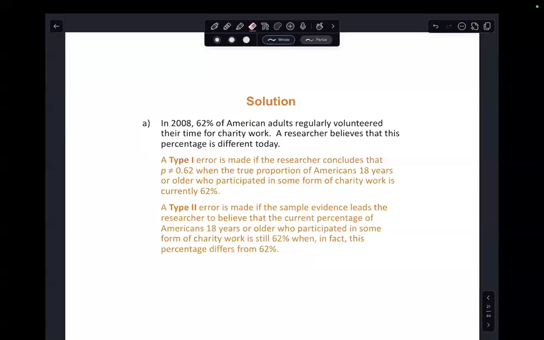The type 2 error, if our sample evidence leads the researcher to believe that the number who participate is different than 62%, when it actually, wait, I just did this backwards. Say, leads the researcher to believe the current percentage is actually 62%, but they said it wasn't, then that's a type 2 error. I don't like the wording on this one. Let's do another one.